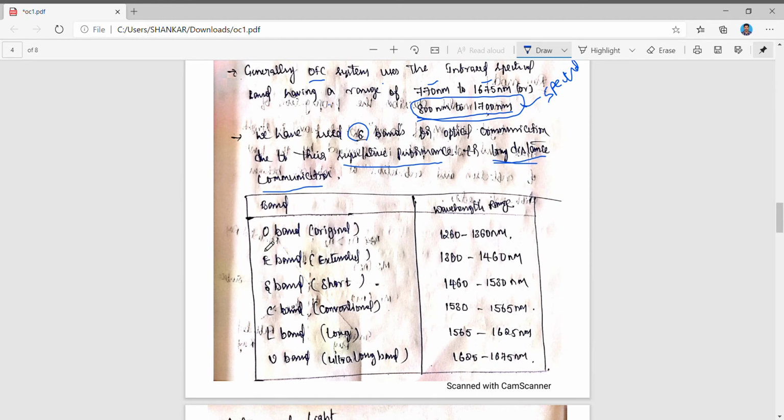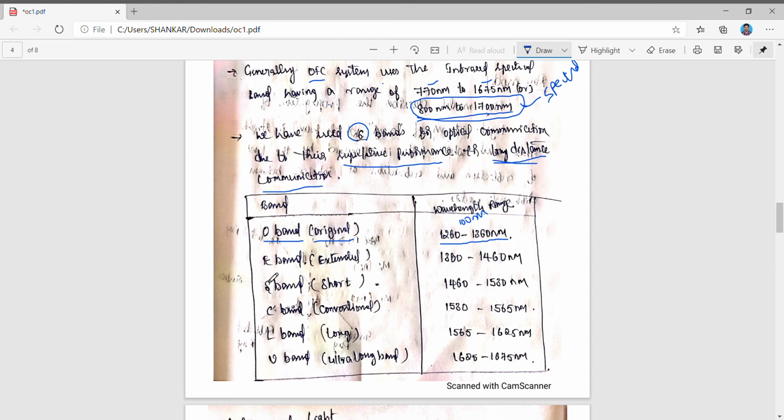First, the original bandwidth is also called the O band. The O band has a wavelength range of 1260 nanometer to 1360 nanometer. So 1260 to 1360 means what is the bandwidth here? The bandwidth is 100 nanometer, which lies in the range of 1260 to 1360 nanometer. This 100 nanometer bandwidth is used as the original band.